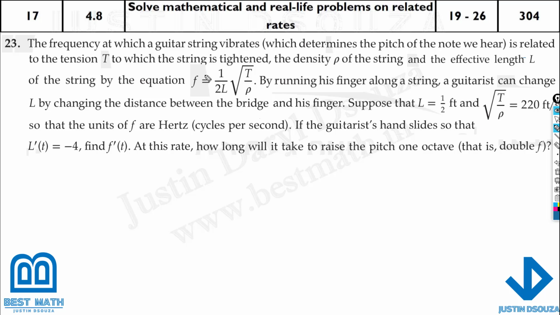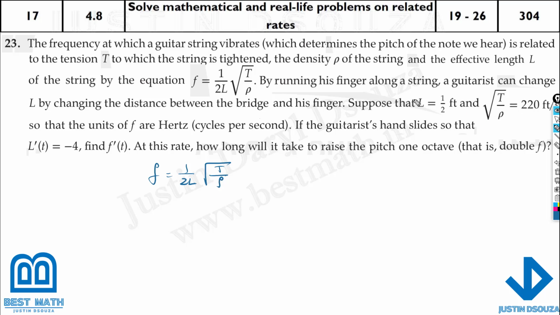It's about a guitarist, and the frequency depends on L, that is the effective length of the guitar, and the square root of T, that is tension, divided by rho. This is called rho, the symbol. It's usually used for density. Now what we do is we will write the given function, 1 by 2L square root T by rho.